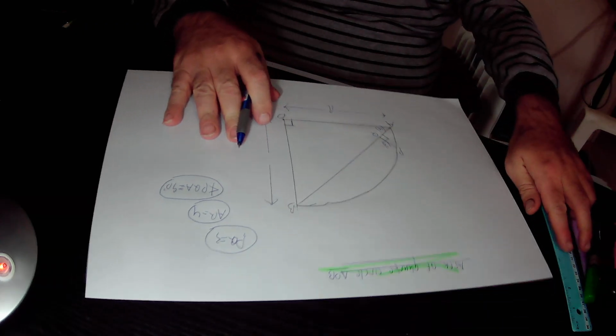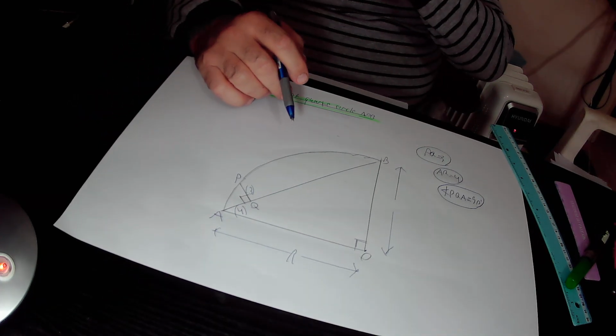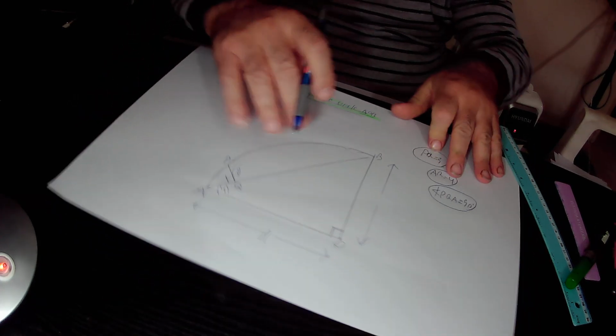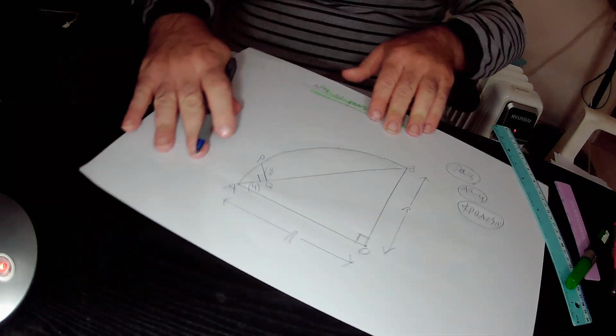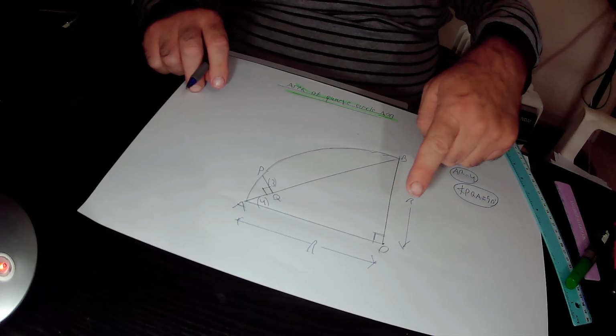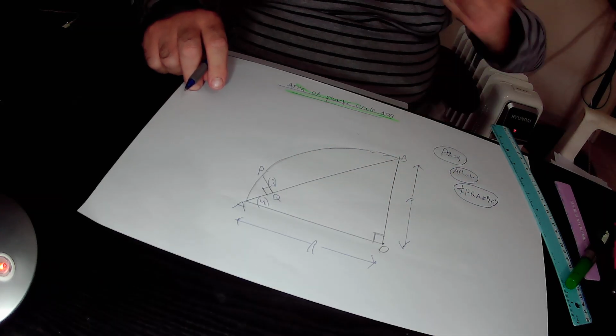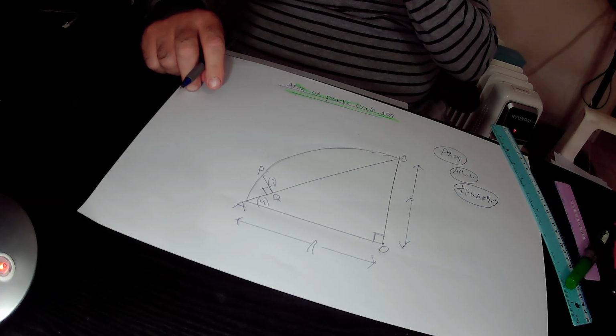This is the right triangle AOB. In the right triangle AOB, side BO equals side AO. They are both the radii of the quarter circle. This equals R, and therefore they are equal to each other.